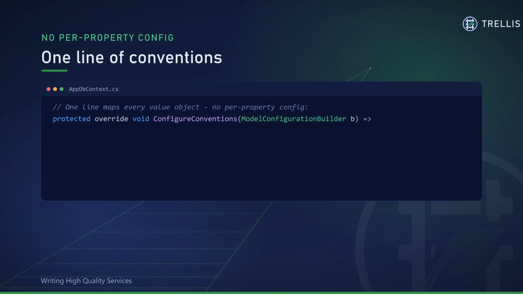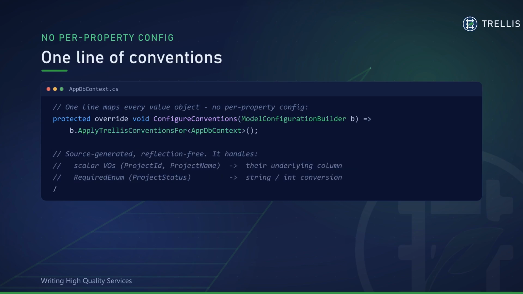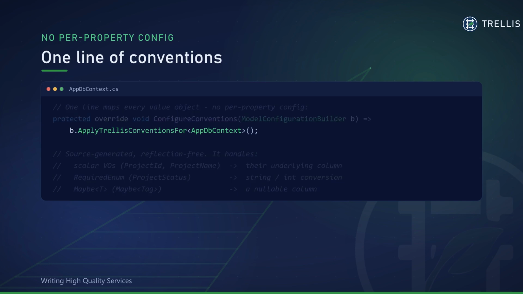You model your domain with value objects, a project ID instead of a raw GUID, a project name instead of a string, but EF Core wants primitives. The usual fix is a wall of configuration, one entry per property. Trellis replaces it with one line. In ConfigureConventions, you call ApplyTrellisConventionsFor, and it's source-generated, so there's no reflection scan at startup.